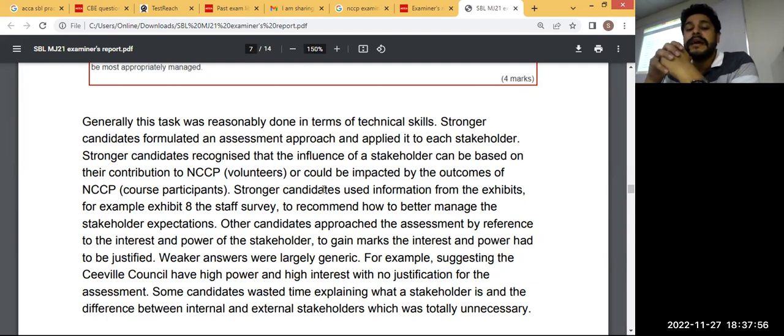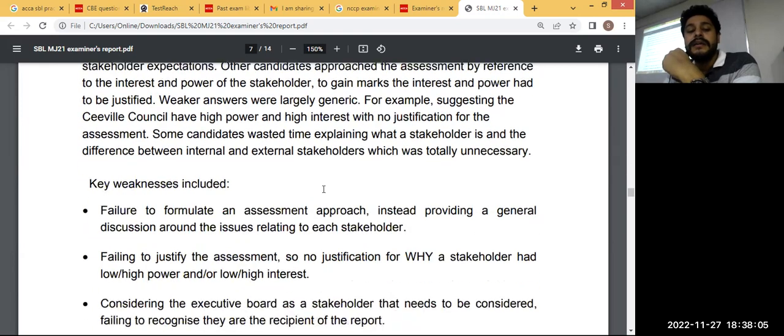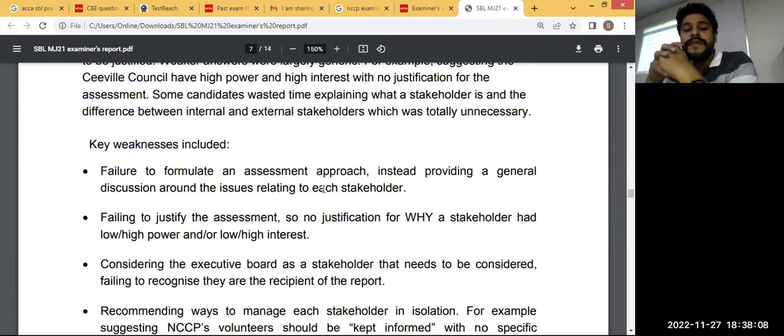Some candidates wasted time in explaining what a stakeholder is and the difference between internal and external stakeholders. So you're not going to do this, which was totally unnecessary. Key weaknesses include failure to formulate an assessment approach, instead providing a general discussion around the issues relating to each stakeholder. What they were doing is that they started doing a general discussion about each stakeholder. Now, this is a stakeholder, it should have been satisfied.